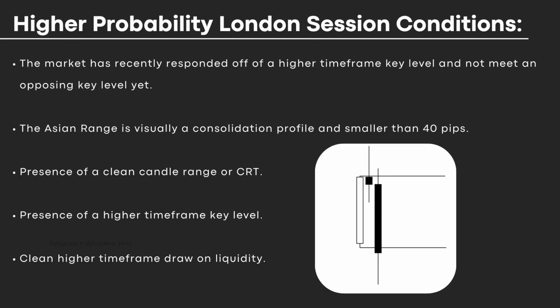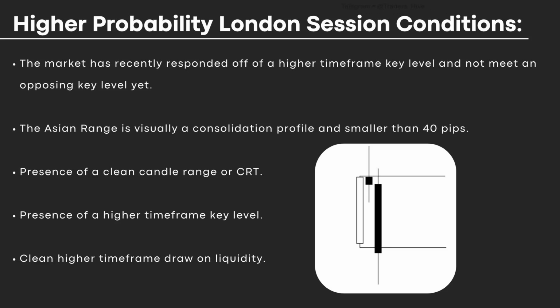So, key conditions for high probability trades are: number one, recent reaction to a higher time frame key level. If the market has recently reacted to a higher time frame key level and hasn't yet reached an opposing key level, then the London session is likely to offer us a strong setup or a clear opportunity. This creates a clear directional bias, because we know that price is often drawn towards the next liquidity zone or key level.